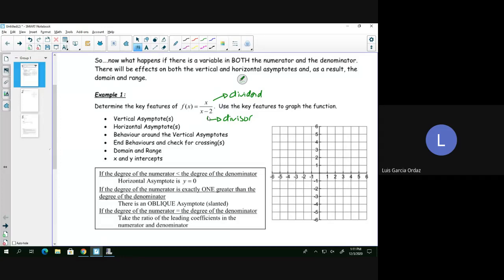Okay, so like I said, there are situations in this lesson where the graph can cross the asymptotes, okay? And we'll determine what makes that true or not true. So we want to determine the domain and range and the x and y intercepts.